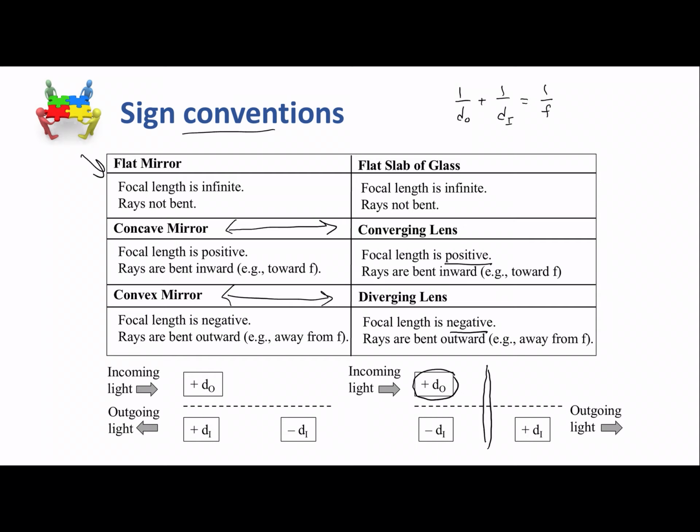Images that are formed on the other side of the lens, on the far side of the lens from the object, are going to have positive image distances. These are real images. Images that are formed on the same side as the object are going to have negative image distances. These are virtual images.